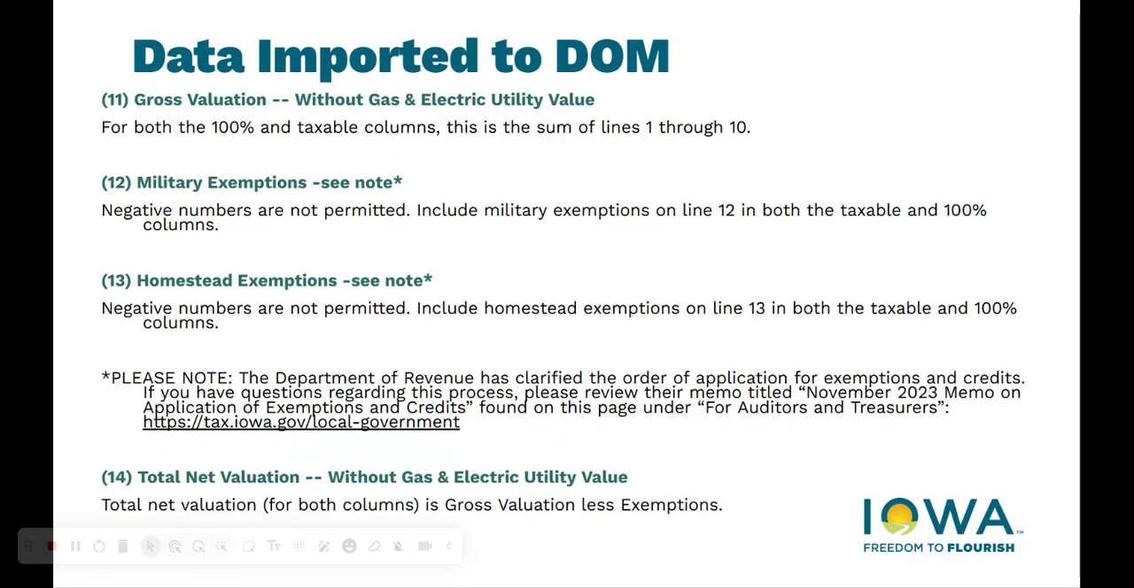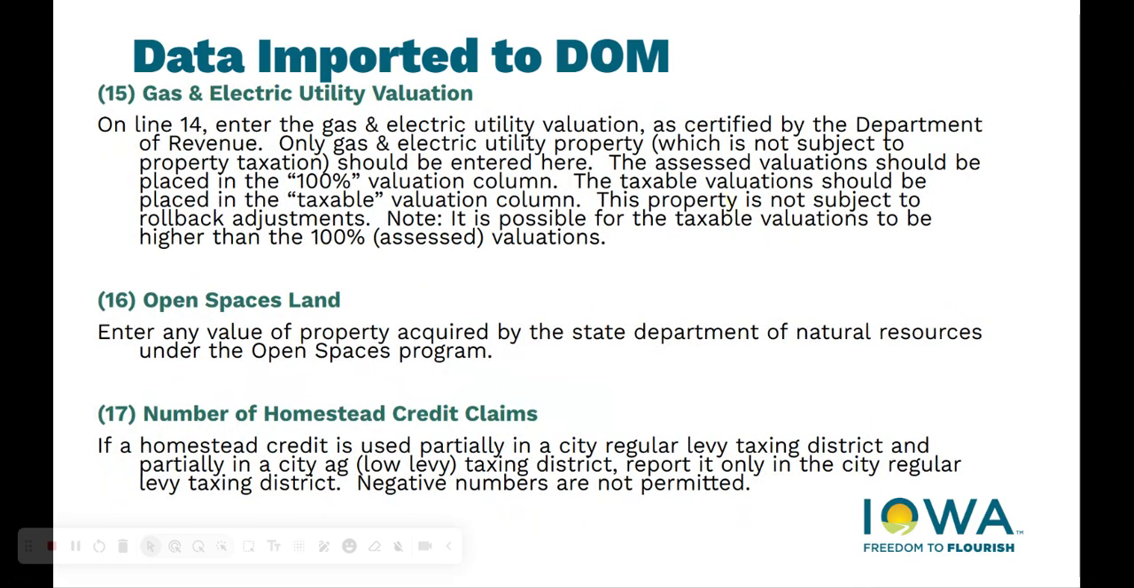Gross value without gas and electric is simply for both 100% and taxable columns, the sums of lines 1 through 10. Military exemptions and homestead exemptions are included on lines 12 and 13. Although they're included in that order just because that's how they were added, please note that there is a specific order required for the actual calculation of those exemptions within your software. Total net valuation, so that's just the gross value less any of those military or homestead exemptions.